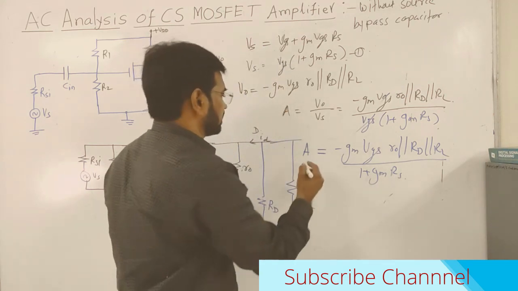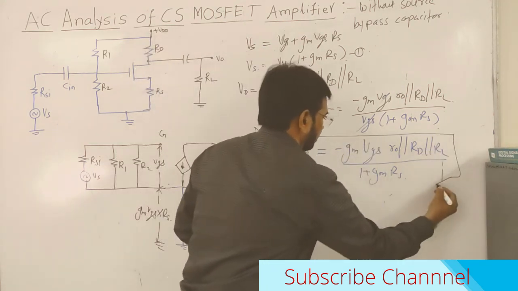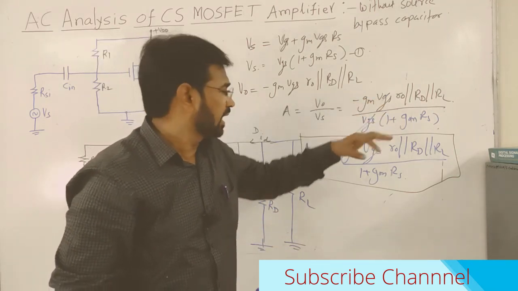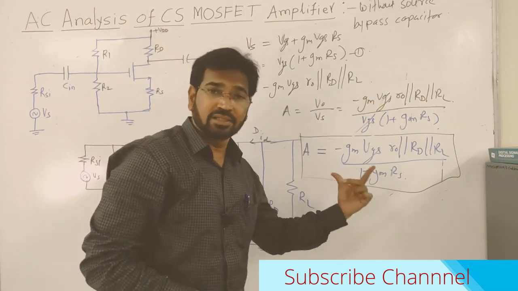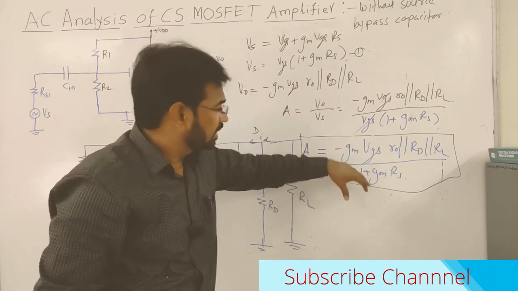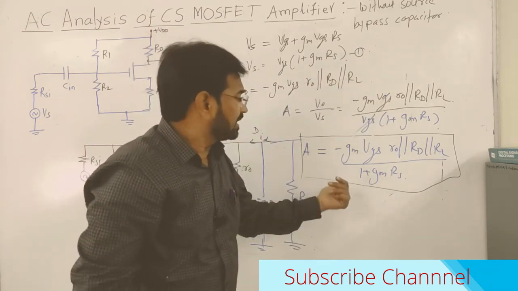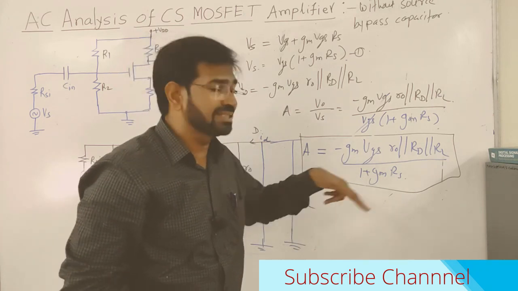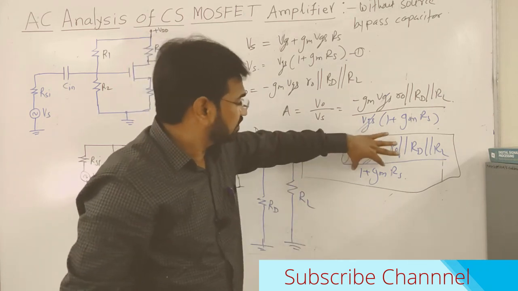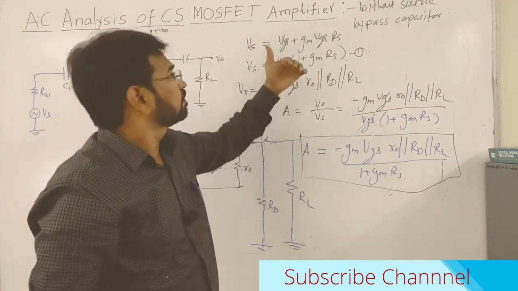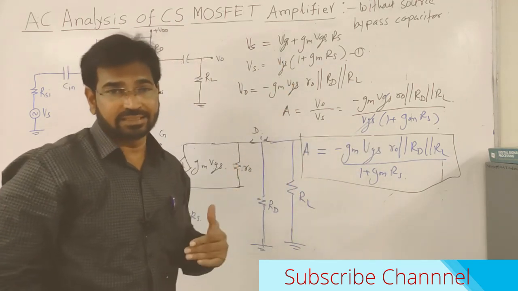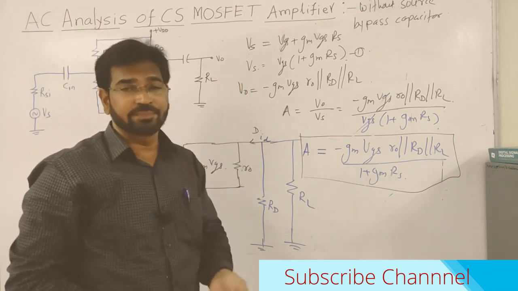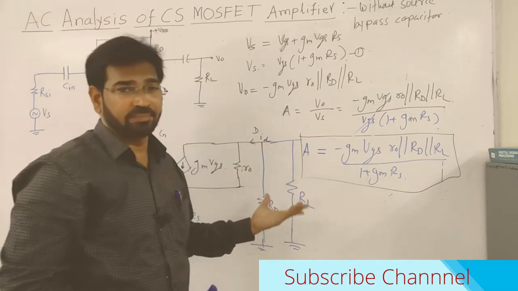So this equation is different from the earlier one. We had only this part, and the additional part is the denominator, so the gain is going to decrease. The factor is 1 plus GM RS, and by this factor the gain without the bypass capacitor decreases. So this was the analysis with the source bypass capacitor and without the bypass capacitor.